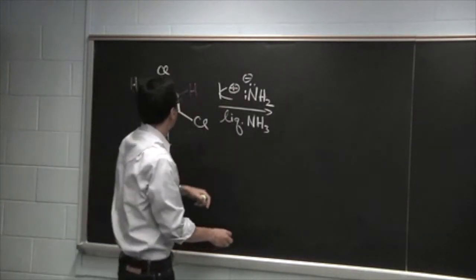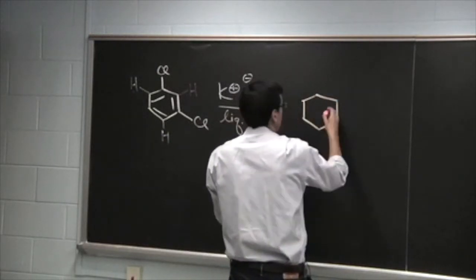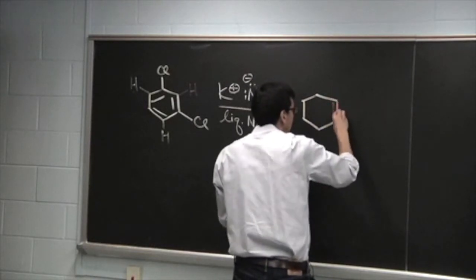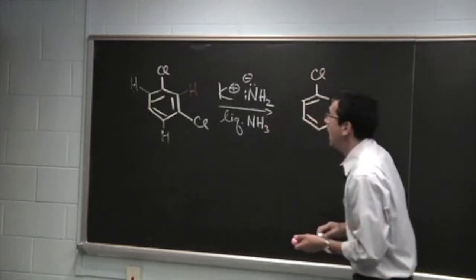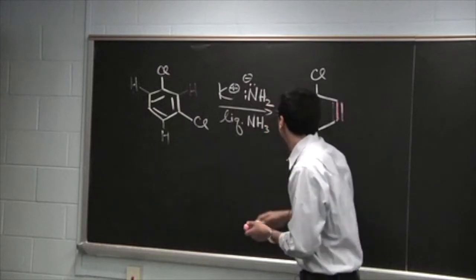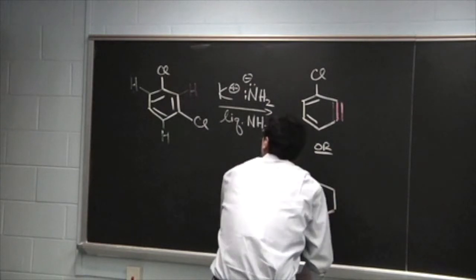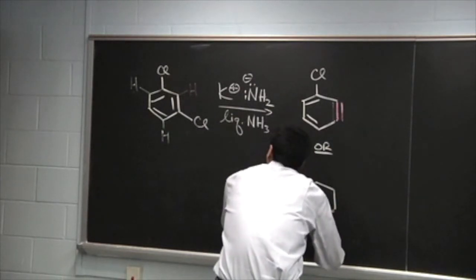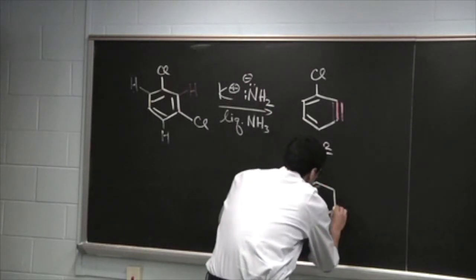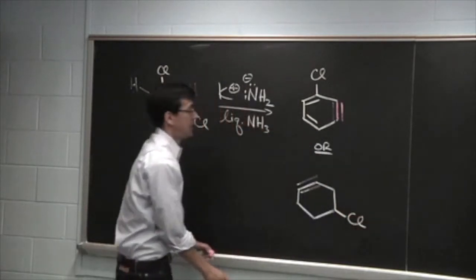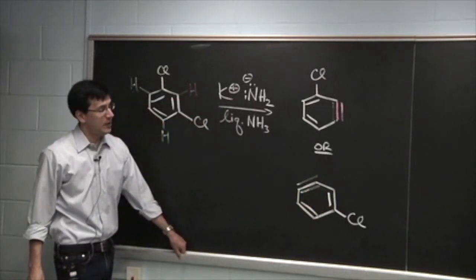So along the red path, the benzyne we would make would look like this. There it is. And then along the green path, the benzyne we would generate would have its triple bond, say here. So those are two possible benzyne intermediates.